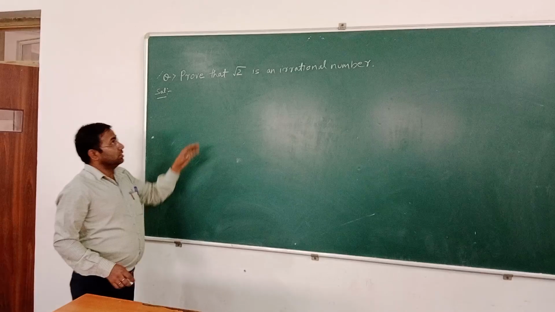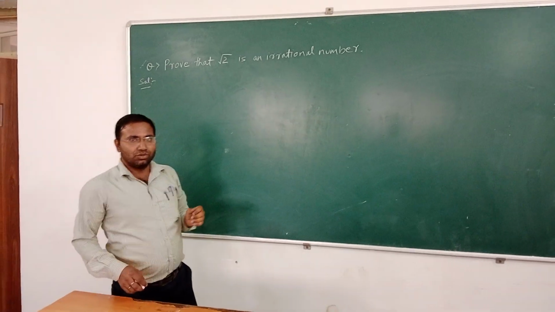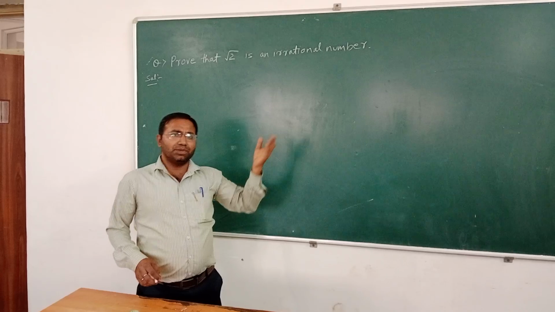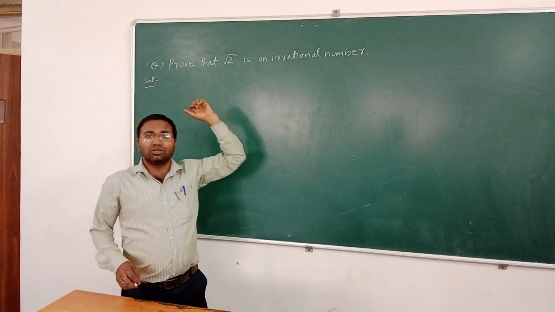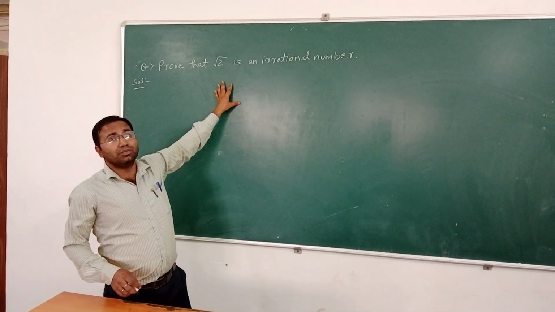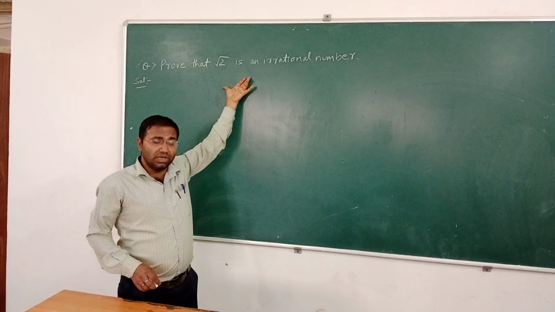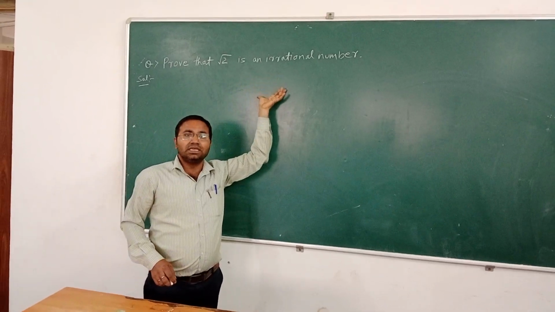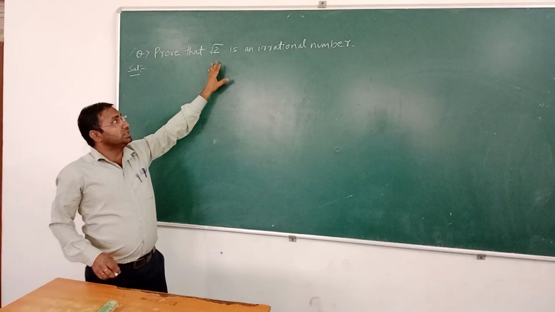So see here, as you know that root 2 is an irrational number. You can prove that by taking the decimal expansion of root 2 also. But here you will not prove it by using decimal expansion. Here you will prove root 2 is an irrational number in statement form. Okay.